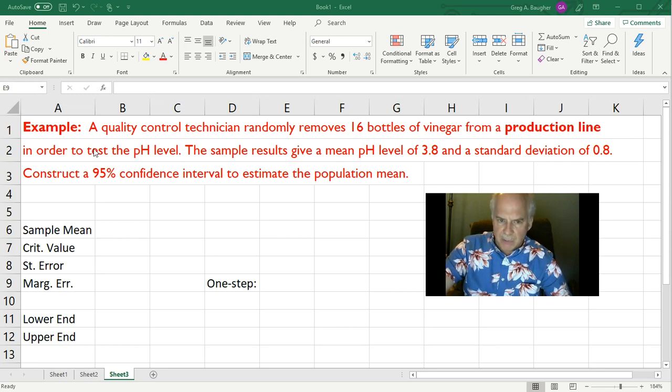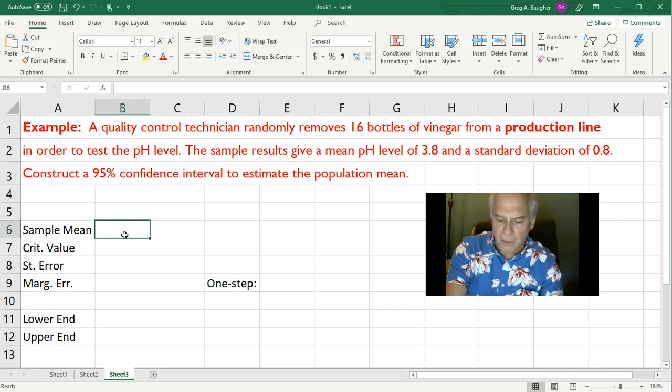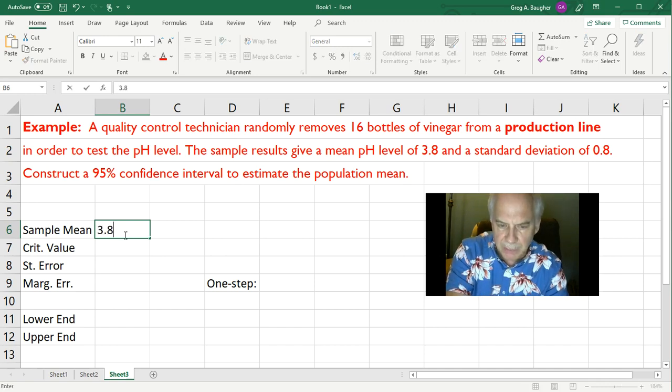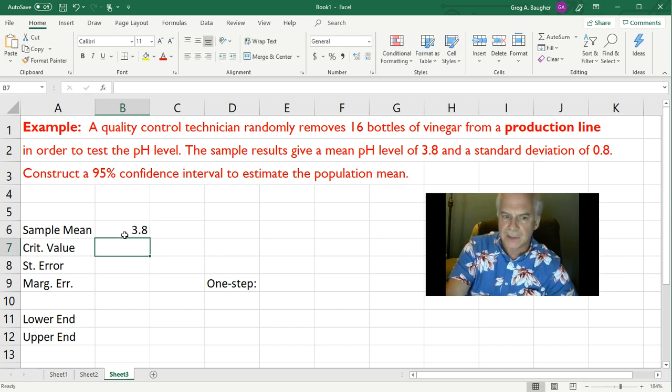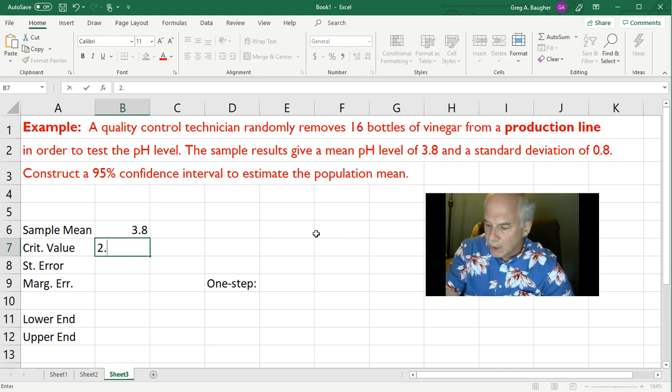So I've got the same problem typed up here in Excel. And so first of all, we think about the sample mean. Well, it says that the sample mean was 3.8, so we'll put that in there in cell B6. And then the critical value, well, this is a situation where we don't know the population standard deviation, so it's got to be a t-score. And the t-score, yes, we did look it up in table A3, and we found it to be 2.131, I think it was.